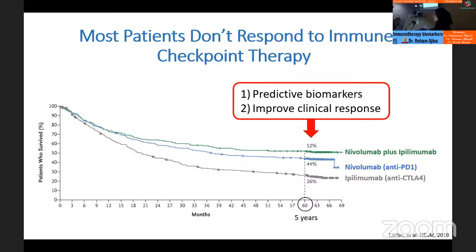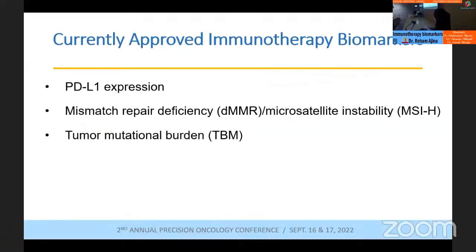And we need to have predictive biomarkers to know who's going to respond and who's not going to respond to the treatment. So the currently approved immunotherapy biomarkers are 3. The first one is PD-L1 expression. The second one is mismatch repair deficiency or microsatellite instability. And the third one is tumor mutation burden. The first one is PD-L1 expression. It makes sense. If you're targeting PD-1 or PD-L1 signaling and you have more of your target, you would expect the treatment to work.